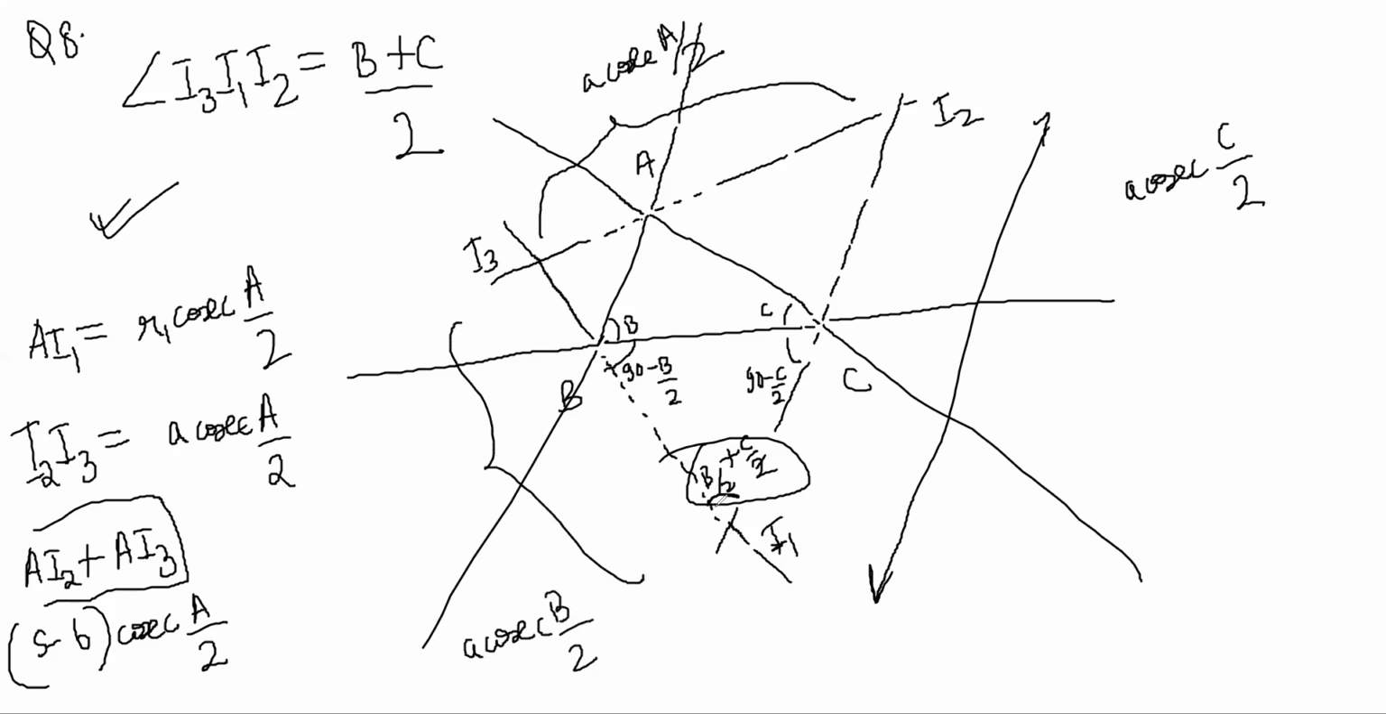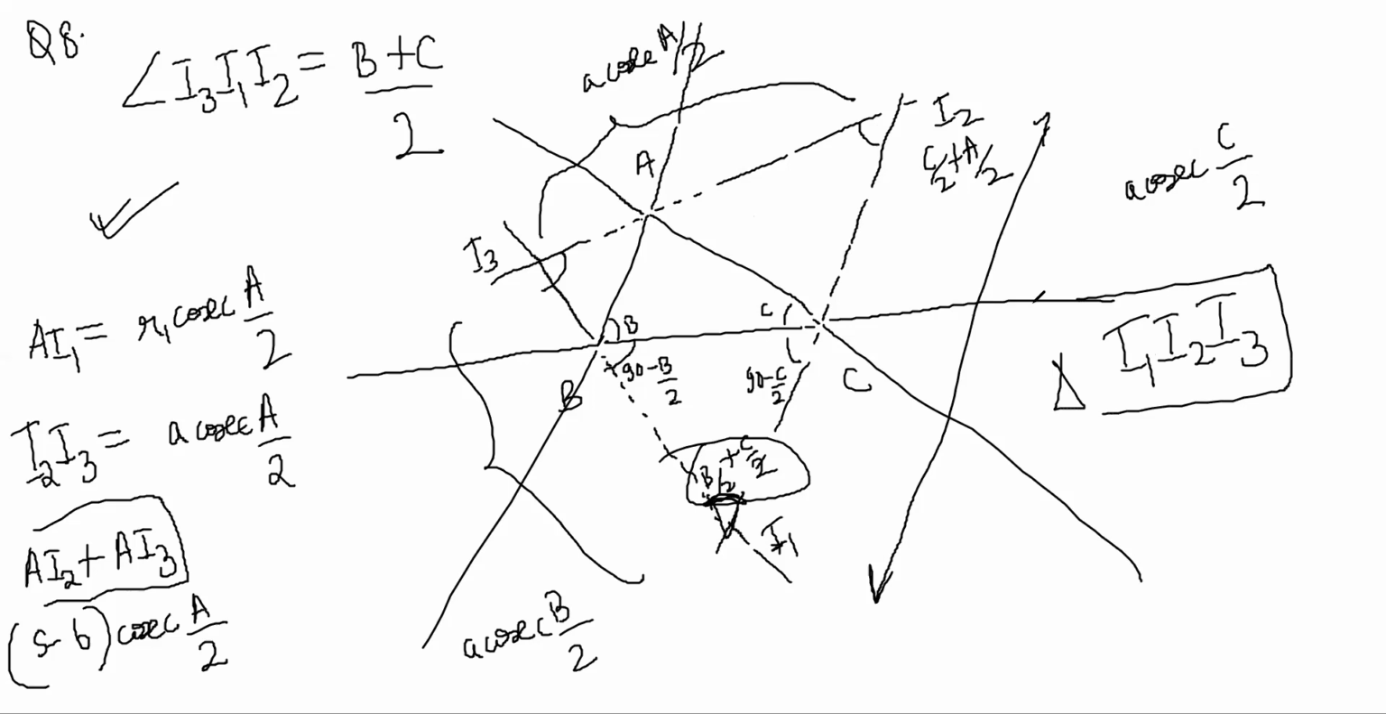Now the angles also you know, sides and angles. This angle also you know, B by 2 plus C by 2. So this one will be C by 2 plus A by 2. So all the angles of the triangle and the sides of the triangle you know. Basically everything you should know about the I1, I2, I3 triangle. This triangle is completely known. Everything is known here, right?